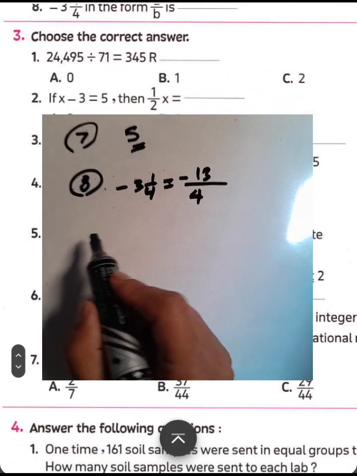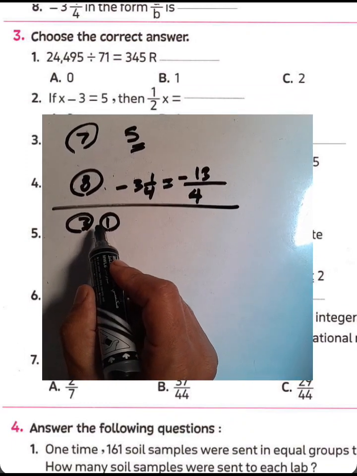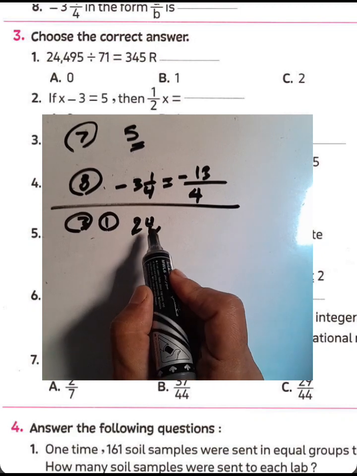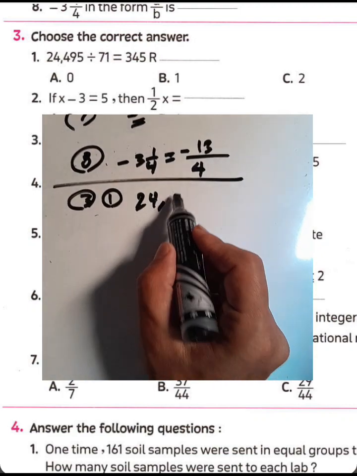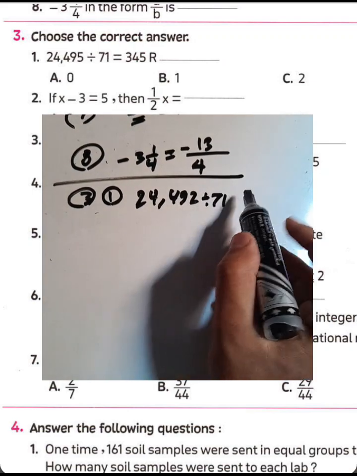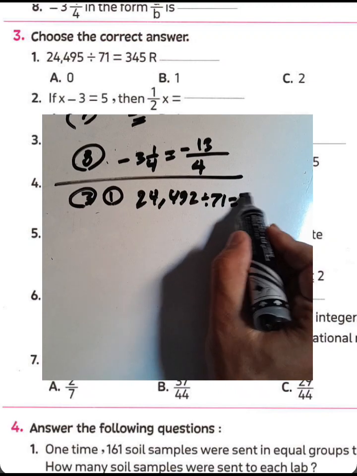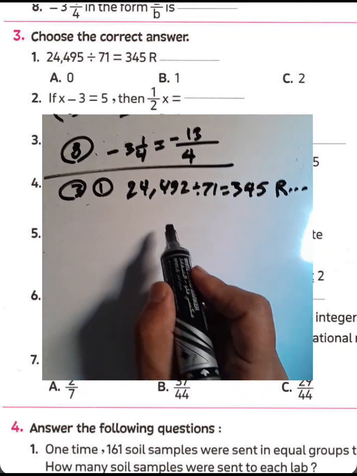Question number 3. Number 1, choose the correct answer. We have 24,492 divided by 71 equal 345, and the remainder is what?